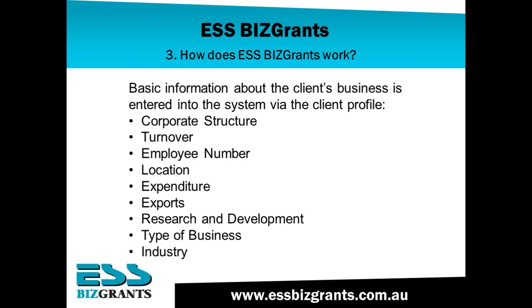In general, the type of businesses that we believe that ESS BIZGrants is targeted at is businesses with turnovers up to around $100 million. And that is where most of the government grants sit. The type of business is very important because the grants have been drafted to suit particular industries, and location can be very important because at times the grants are targeted at specific locations. Employee numbers come into play in some grants, particularly some of the state and territory grants, and years in business is becoming more important.